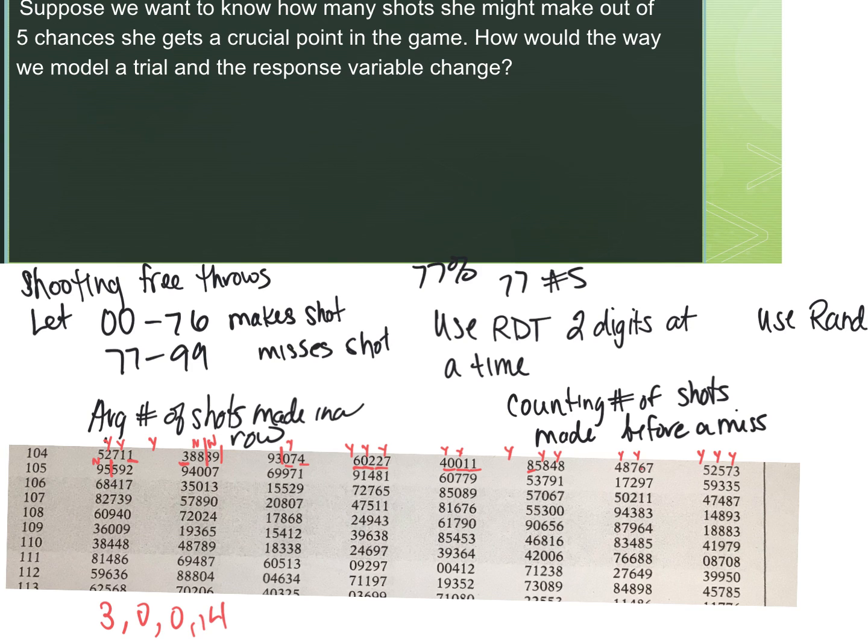Okay, so that's the twist. How do we use it 2 digits at a time? How do we write that? Okay, we'll talk next about what if we were doing a different situation, not how many till she misses, but how many does she make in 5 shots? So there's a set number of trials. What's the average number of shots she makes out of 5? Okay, that we're going to talk about next.